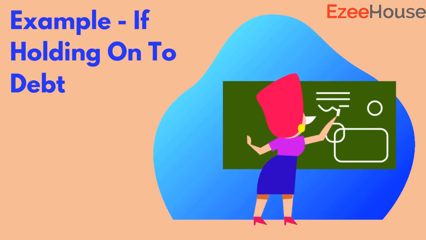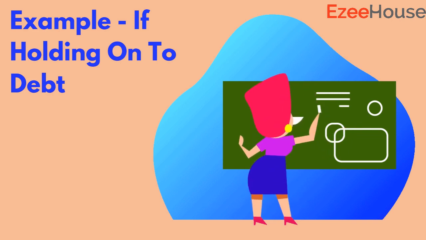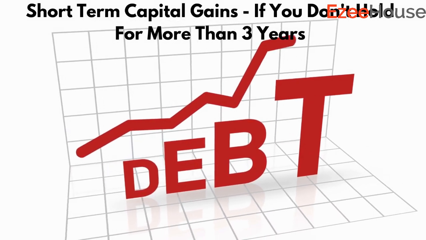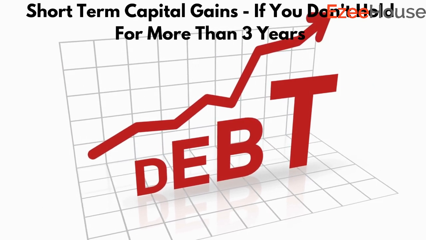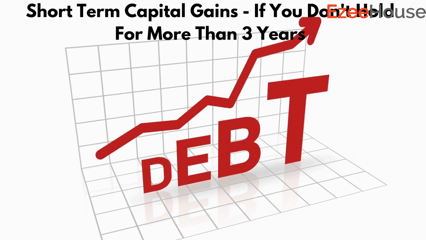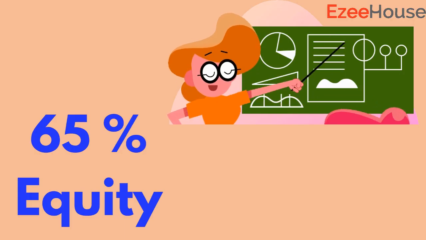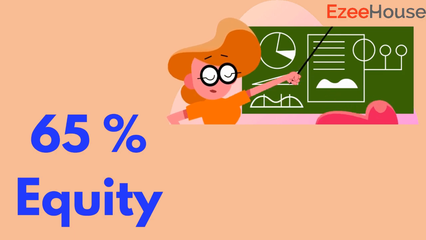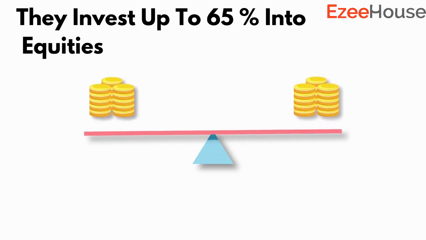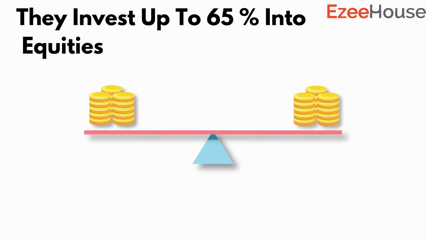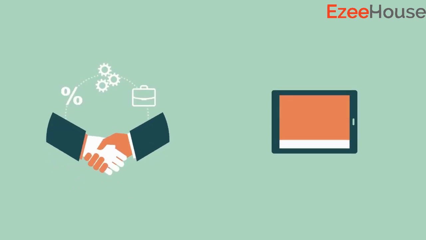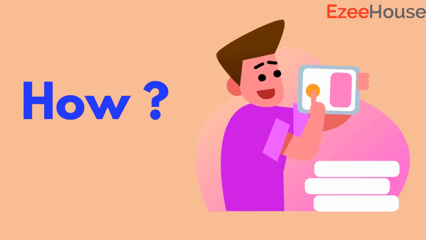So I'll just give you an example. If you're holding on to debt, you're going to have a short-term capital gain if you don't hold that debt for more than 3 years. So these kinds of tax implications are there if you have a higher investment in debt. So what these dynamic asset management fund managers do is they invest up to 65% of your money into equity funds. So your tax implication is equity always, and they take benefit of this, and hence you get lower taxation on your debt part as well. So your debt will also be taxed as equity and not as debt.